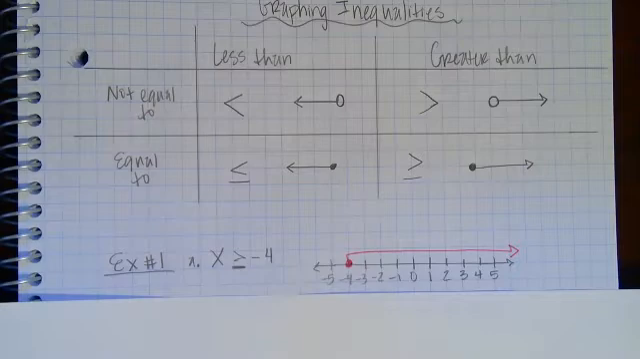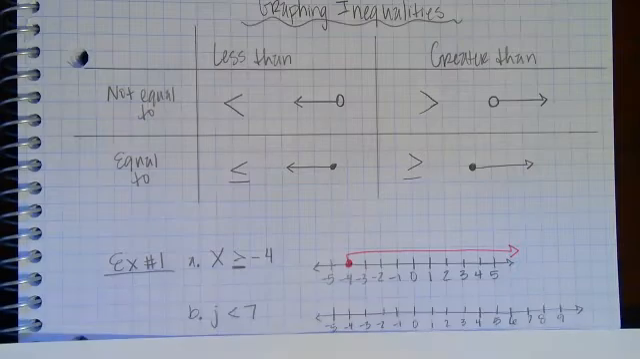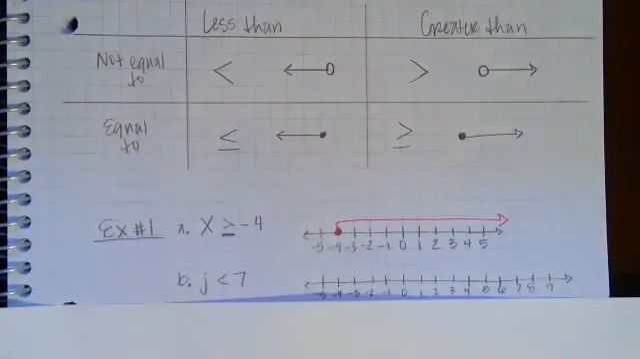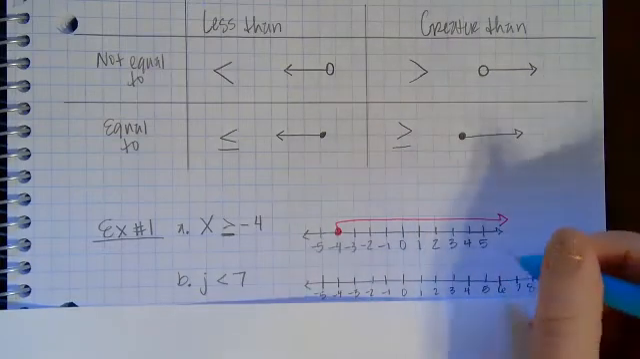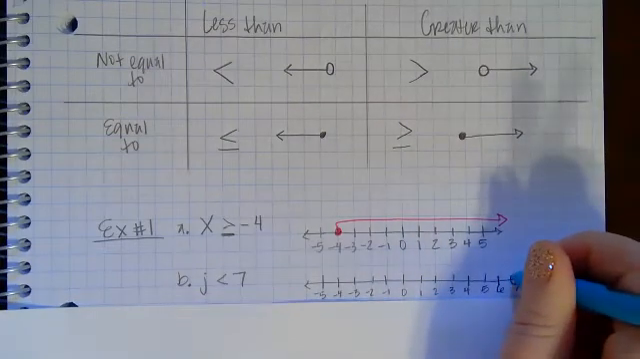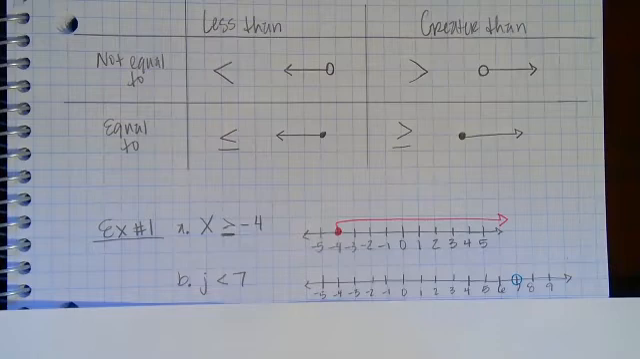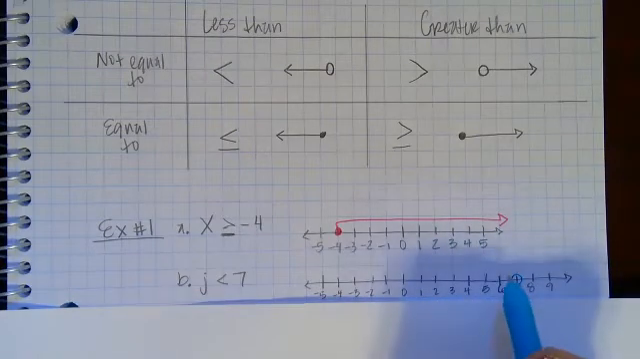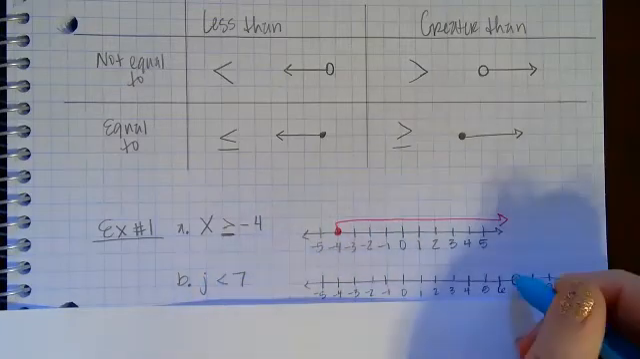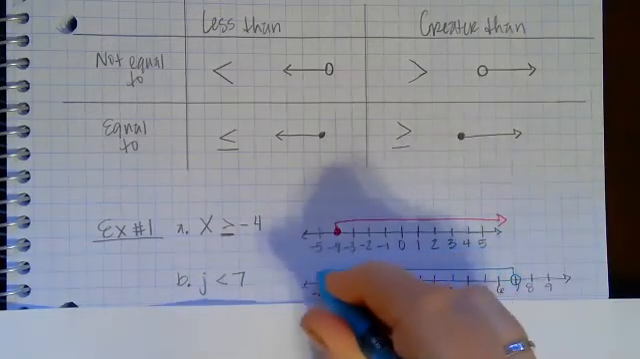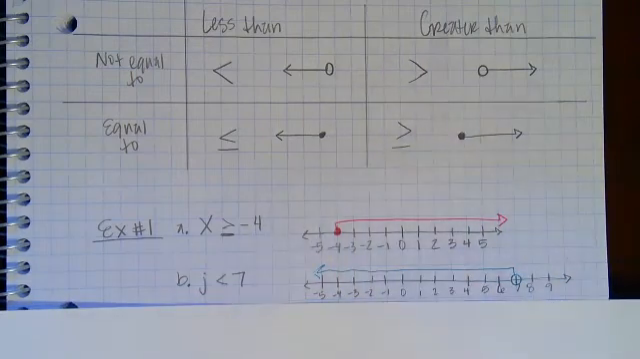Okay. Let's look at another one. Let's look at j is less than 7. We're going to go ahead and graph j is less than 7. Notice this time that it's not less than or equal to, it's less than. So on 7 here, I'm going to use an open circle this time because it's not included. It's not equal to 7. It's only less than 7. And I want all the numbers that are less than 7. So that's this way. And again, it goes along with this arrow here as well. So all of these numbers would be included in my solution.